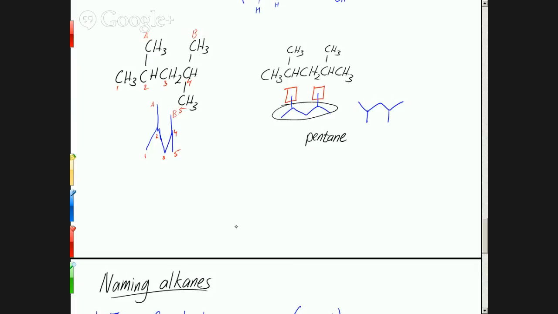And then we're going to put in our substituents. If there's 2 of them, we need to give it a prefix, kind of like the naming that you did in general chemistry. So we're going to call this dimethylpentane.